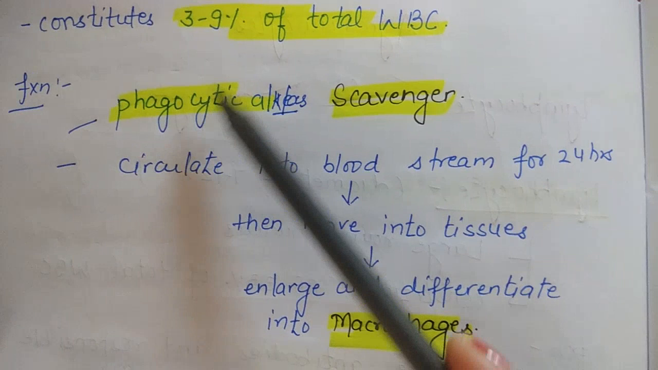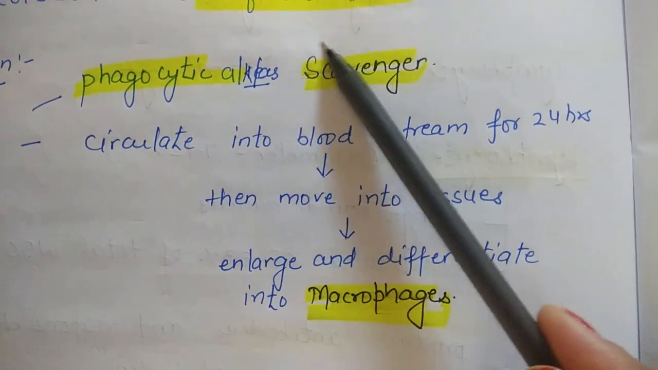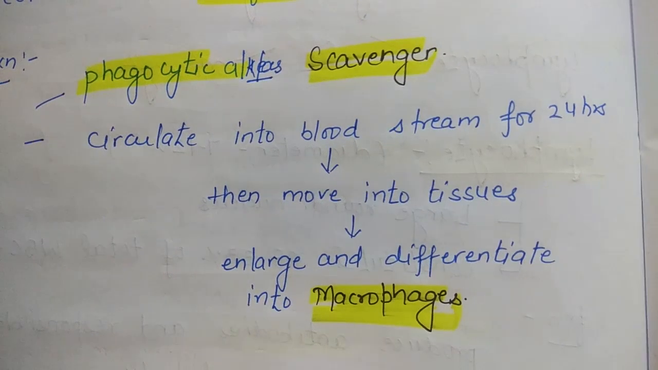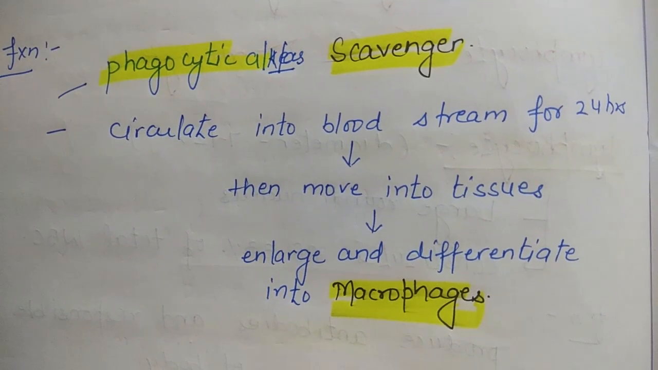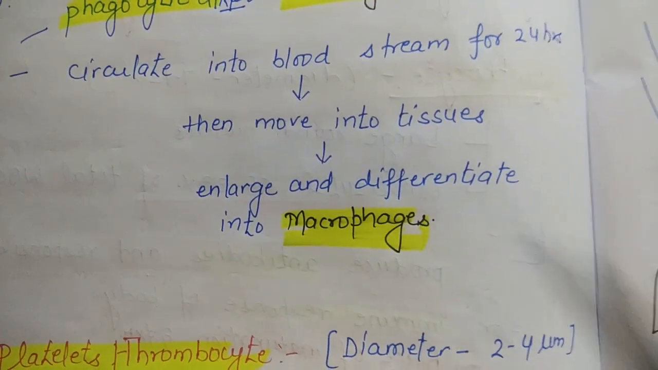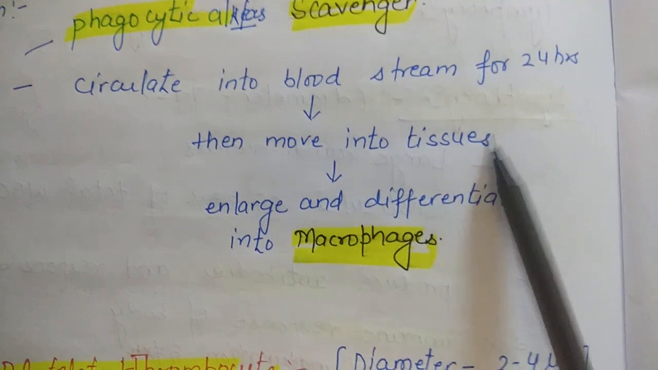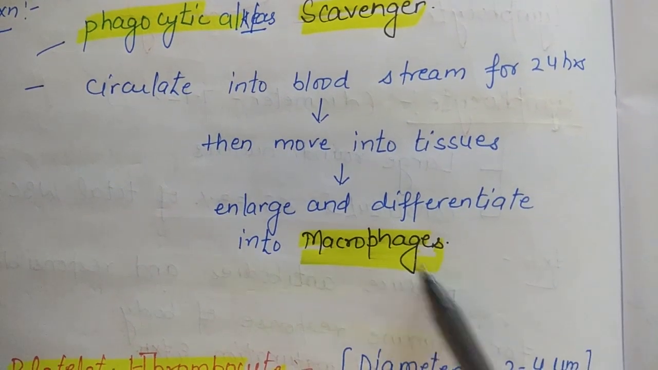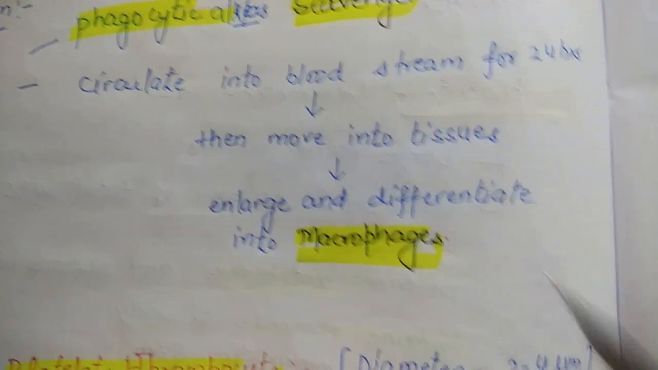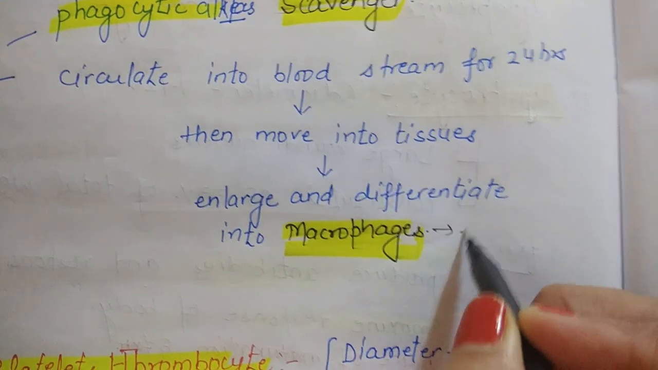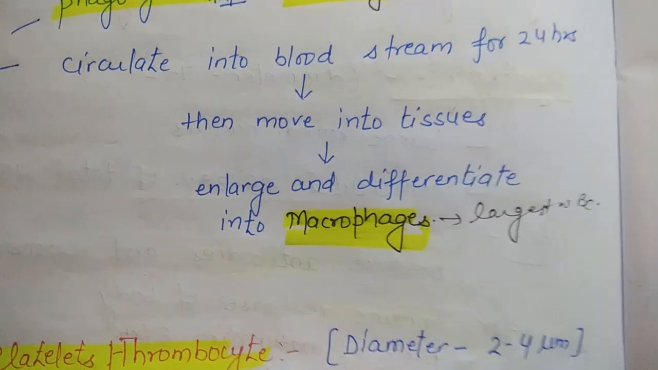What is the function? They work as phagocytes. That's why they are called scavengers. That means they are engulfing microorganisms or removing debris from the body. They circulate in the bloodstream for 24 hours. Then they move into the tissue where they enlarge and differentiate into macrophages. So that's why we say monocytes have a large shape. These are the largest WBC that are present.